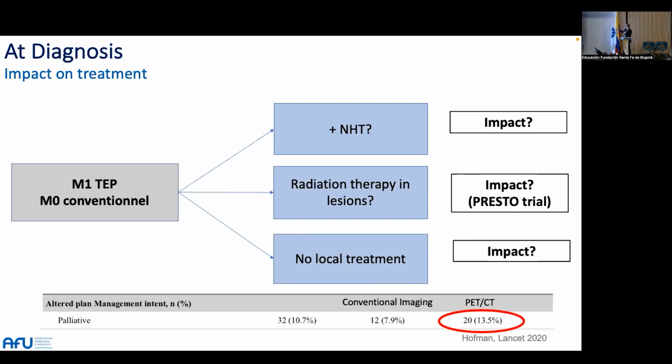But for the moment, we don't have a prospective hormonal trial looking at that. Do we have to go for radiation therapy on these lesions? Again, we don't have the answer for the moment. There is a prospective trial looking at this issue, especially in France, the PRESTO trial. Do we have to miss the local treatment because we found on PET PSMA one, two, or more metastases? We don't know. Perhaps we are going to undertreat some patients, and again, the impact on overall survival is unknown.